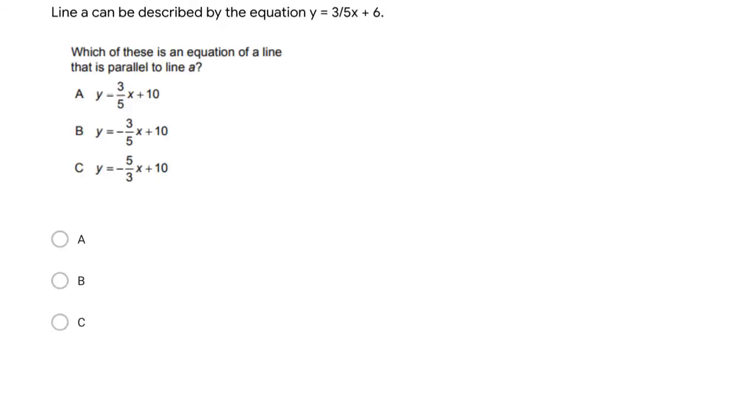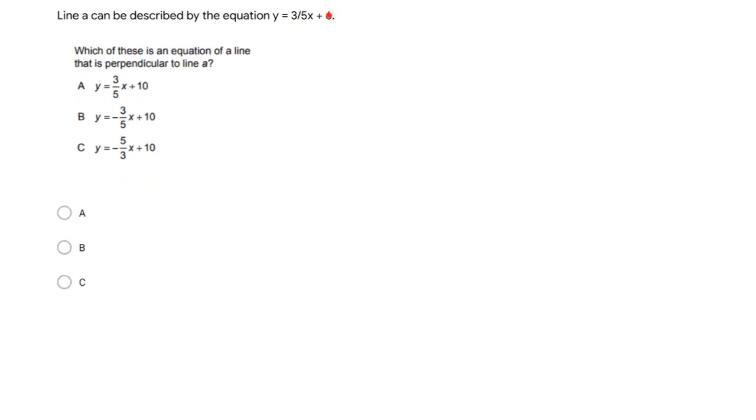This one's easier. It's already in slope-intercept form. You've got the equation y equals 3/5 x plus 6. It wants to know which one of these is going to be parallel. Well, 3/5 is the slope of this line. For parallel, it has to be the same slope. So it would be A. Option A is going to give us the same slope. 3/5 is going to be the slope for either one of those.